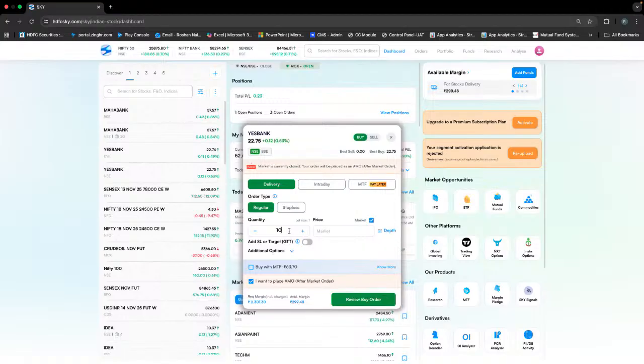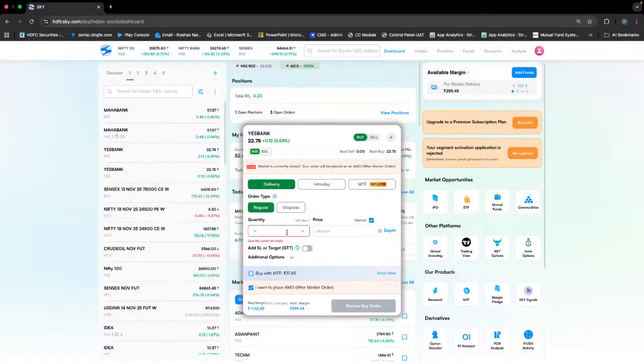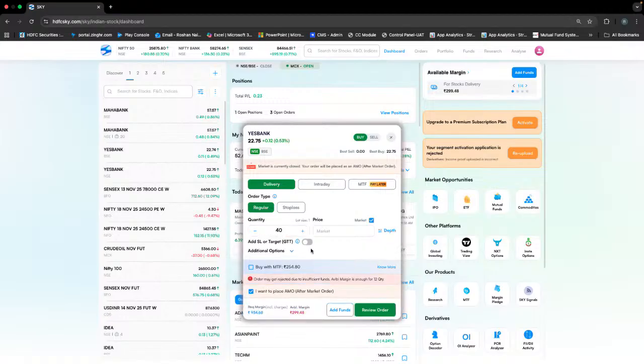But no, I have a plan. I have some expert tip. I want to buy 50 quantities at least. But as you can see here, I won't be able to buy as I do not have sufficient margin to do this. But here you can see I can buy the same with MTF for only 318 rupees. So let's say I make this 40. Margin required is 934, but I only have 300 available with me. But using MTF, I can buy 40 for 254.